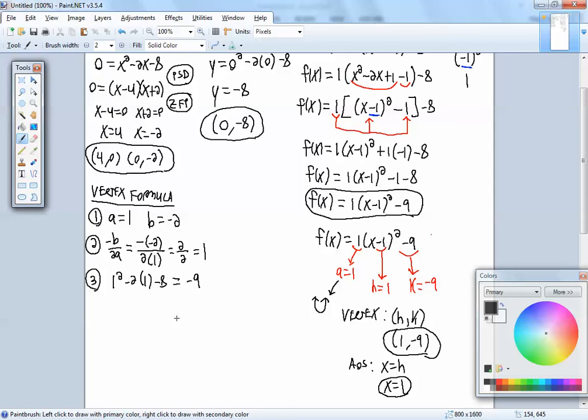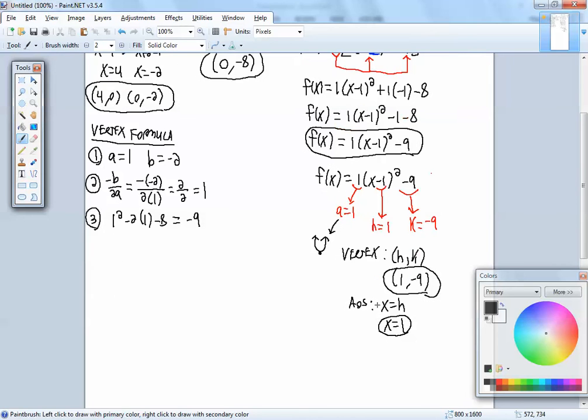Now since our graph opens up, that means we're going to have a min. So our min is going to be equal to k. It's actually both an absolute, let me see, k was negative 9. It's actually both an absolute min and a relative min. Okay, domain. Domain is easy. It's negative infinity to positive infinity always for quadratics.